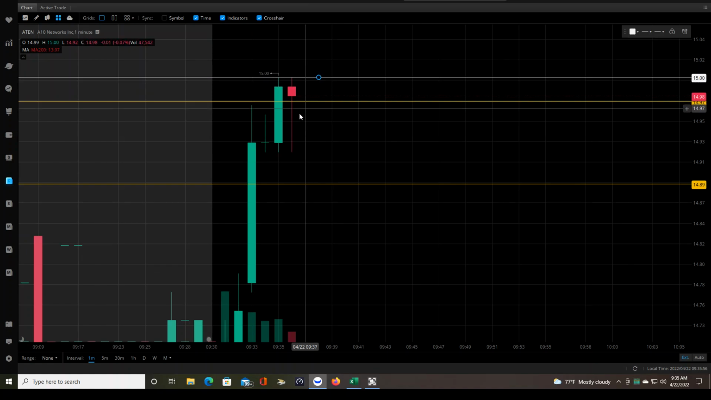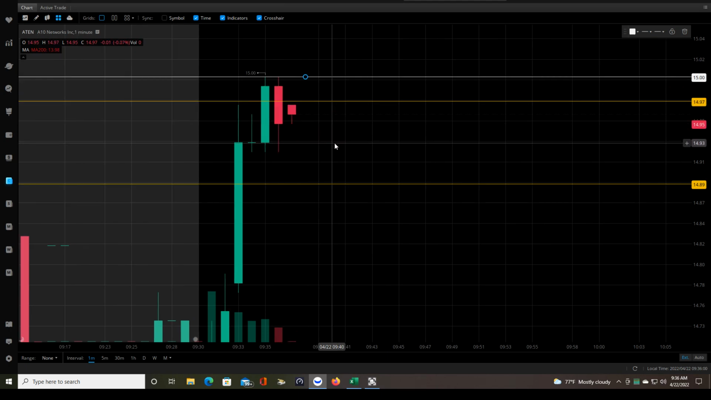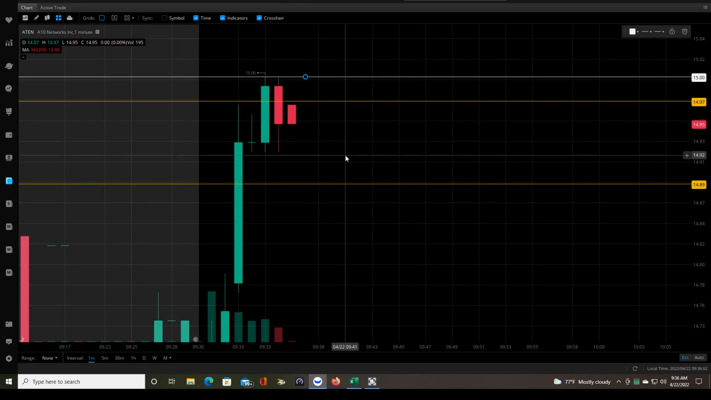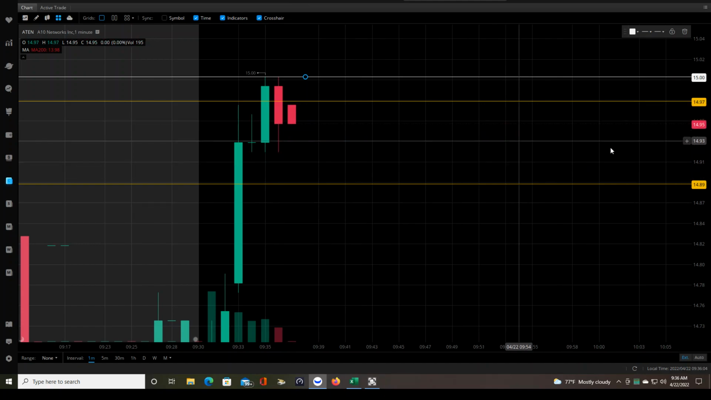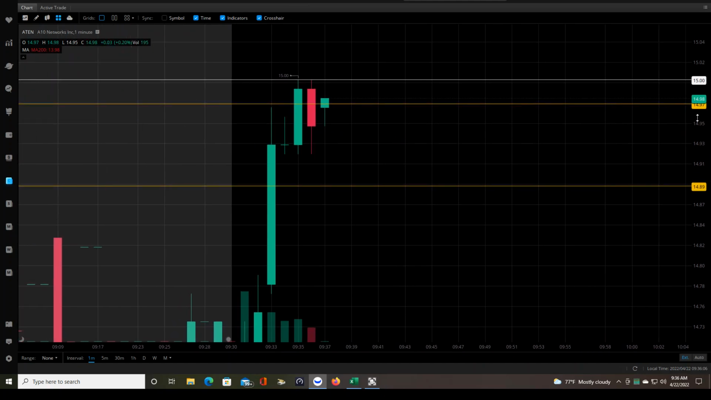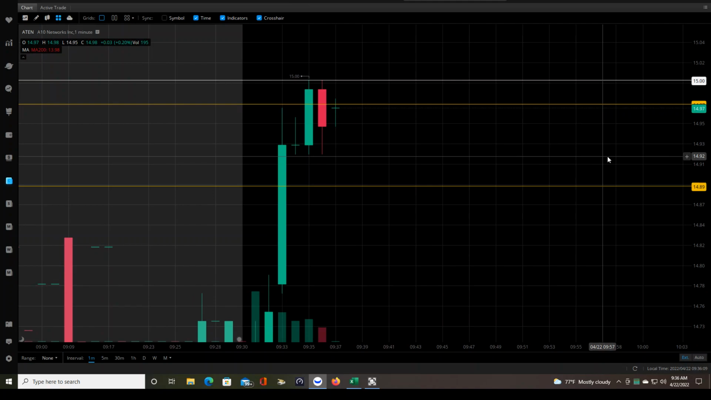But this is a double top. And if the next candle makes a new high, which would be anything over $15, then I do have to take an entry. So we're looking at the price bubble here. We're looking for 1501 or better.